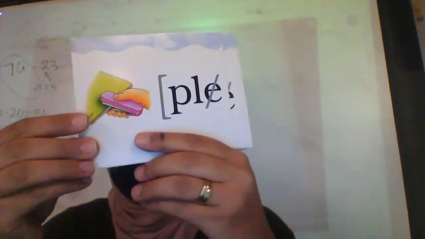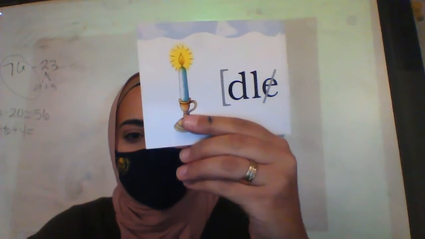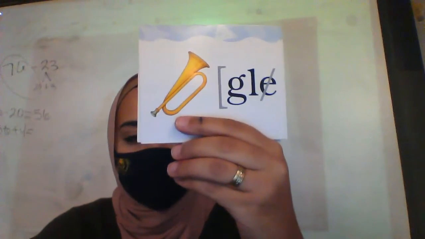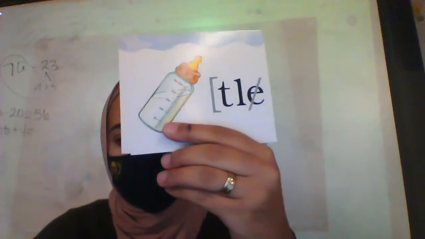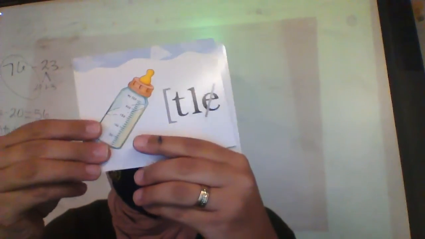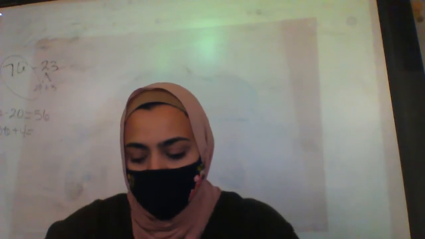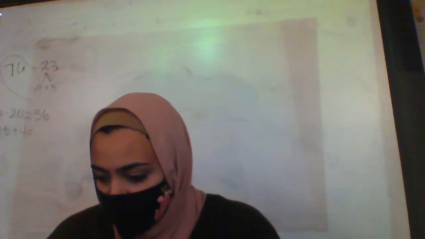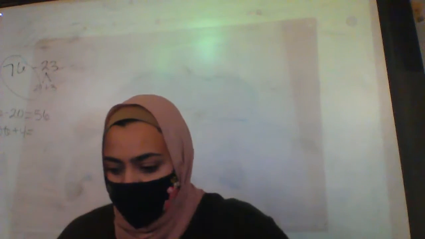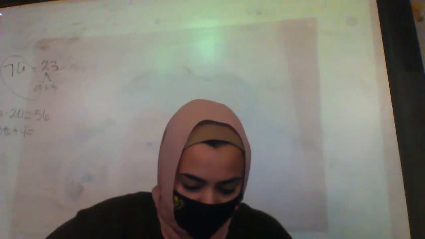Bubble, bull. Staple, pull. Handle, dull. Candle, bull. Bugle, gull. Bottle, toll. Ruffle, full. Excellent job. Okay, those are our sight words.